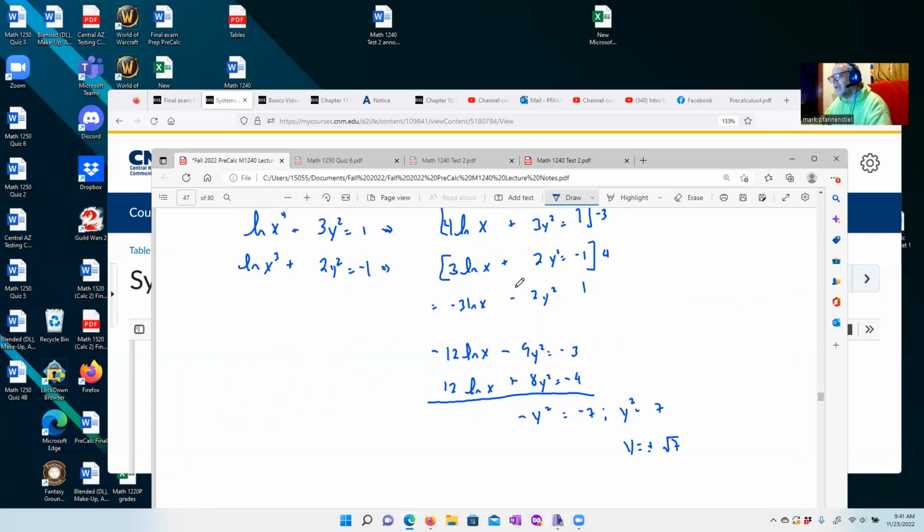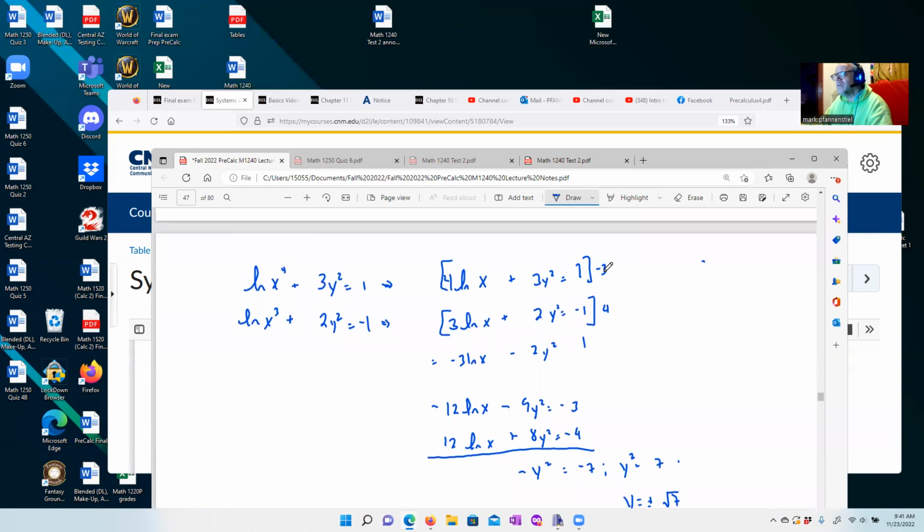Right now what I have is y squared is equal to 7. We can still use this fact to plug into one of my equations and get another answer. You can take this fact and plug it into either one of the original two equations. How about we plug it back into equation one? It doesn't really matter which way we go. We just want to plug it back into one of the equations.